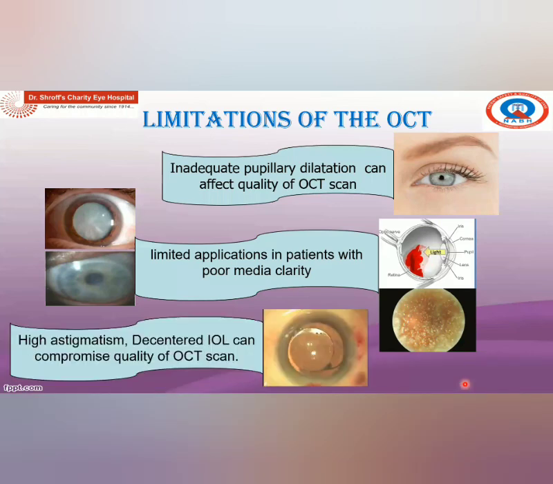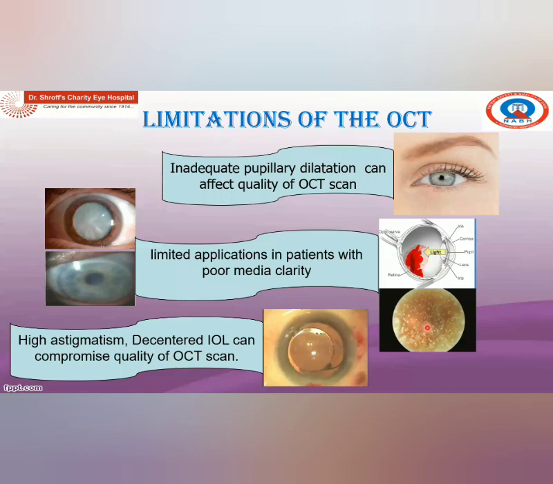Suppose you are throwing a torchlight and you are obstructing it with an object. Will you be able to see light beside the obstruction? No. The same is with OCT. We are throwing a light and getting a light back. And suppose we are obstructing the light in between, we will not be able to scan. Similarly, any media opacity can lead to a compromised OCT scan. High cylindrical error and a decentered IOL can also lead to a compromised scan. So these are the limitations of OCT scan.